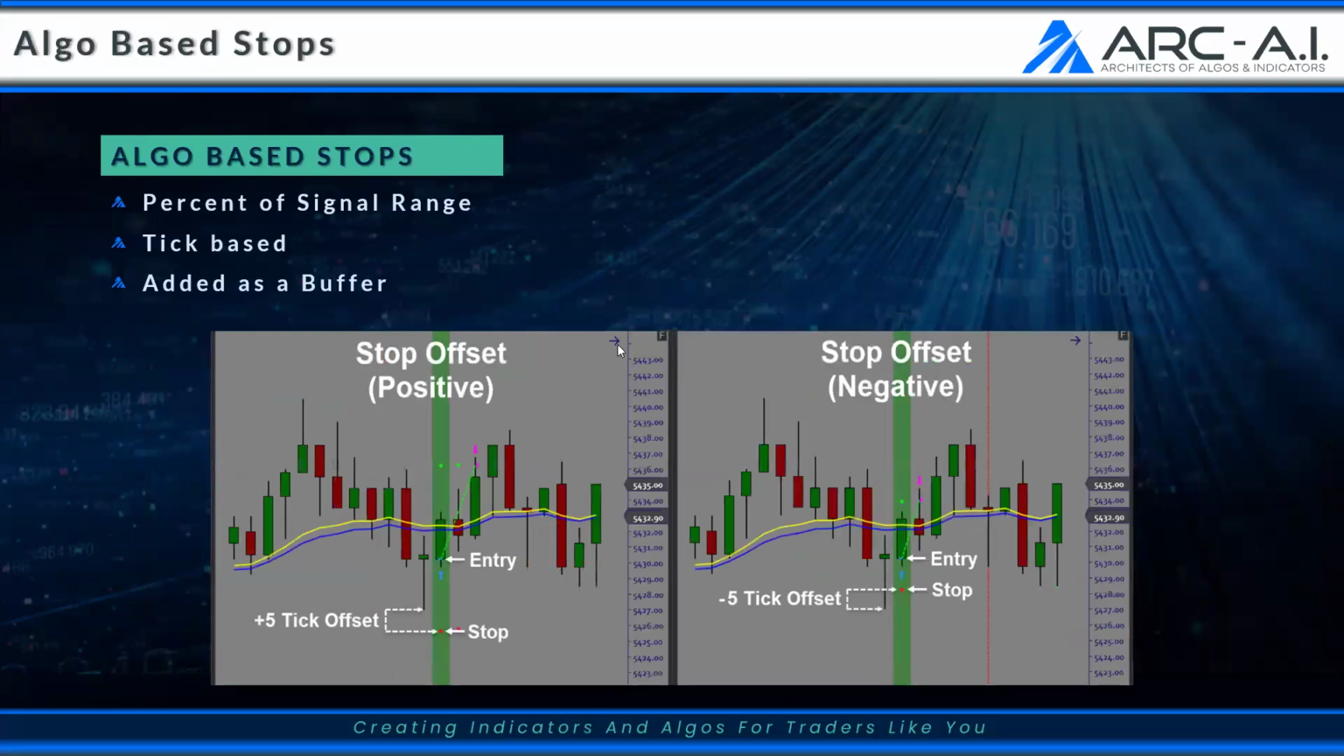You have algo-based stops, meaning that the stop is going to go on the other side of the wick of the pin bar. You have a buffer. You tell it how much to add to the trade or subtract for that matter. You can use positive or negative numbers. So here you can see that there's a positive number, therefore the stop is below the wick. A negative number is going to put the stop above the wick. You can do percent offset or tick-based offset for the stop.